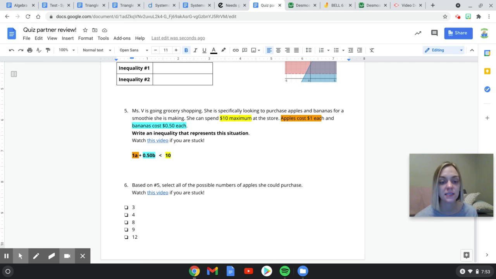If you chose this sign, that would be good. But if we did the less than or equal to sign, that would also be appropriate because if I go to the store with a $10 bill, I can spend all of that. I don't really want to leave with just a penny if I spend $9.99. So either the less than or equal to sign would be an appropriate inequality sign for this problem.